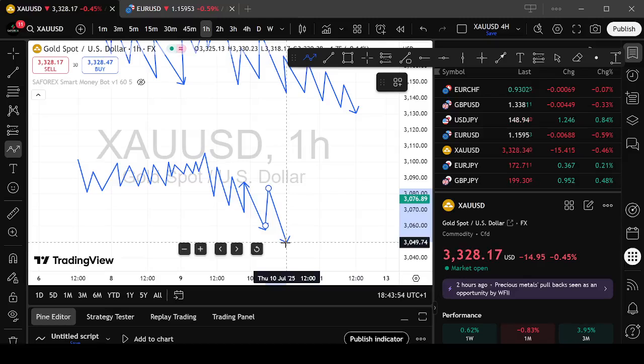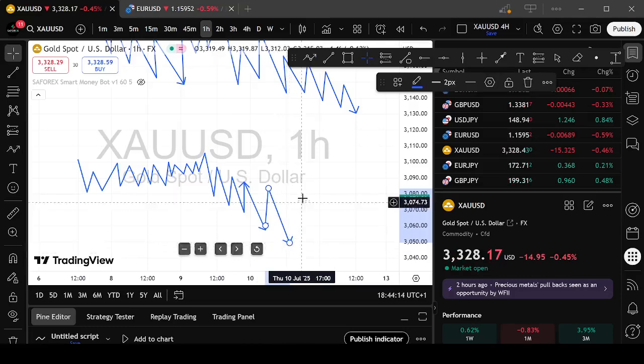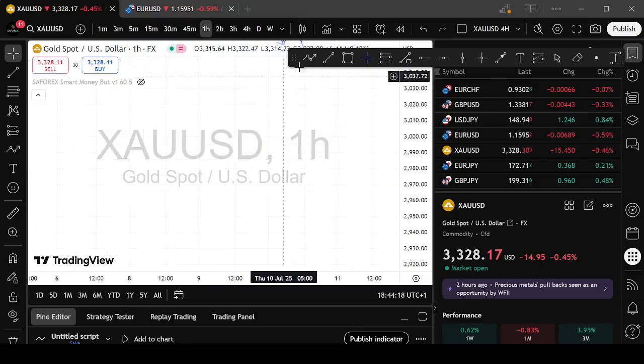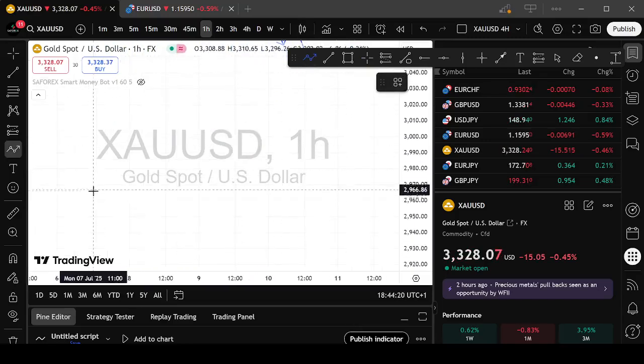All right, so there are also 3 ways in which the market can actually form this move. Let's just break it out. First of all, you want to see what is called a sweep of liquidity to the upside.